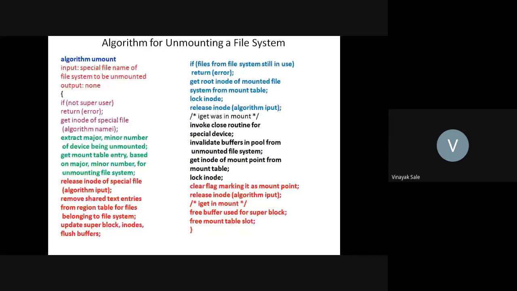Release the inode with the help of the iput algorithm. Free the buffer used for the superblock. Free the mount table slot. This is the algorithm for unmounting a file system.